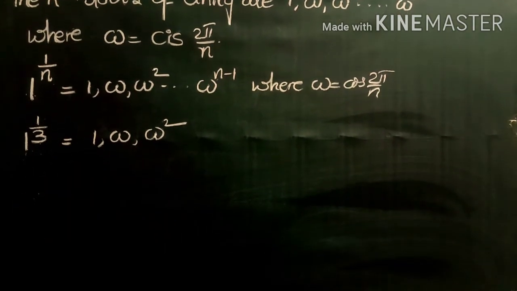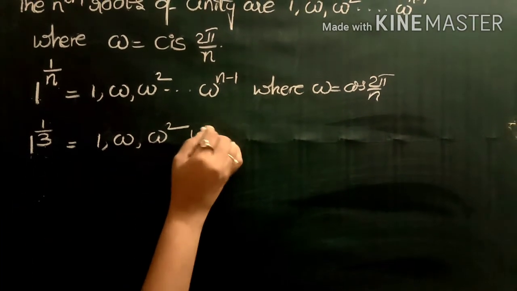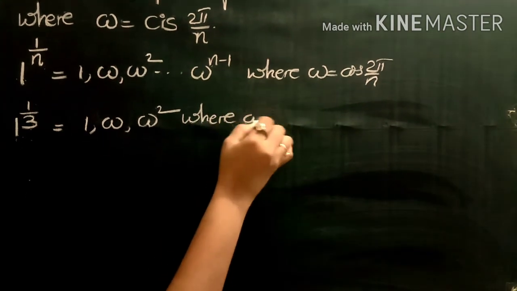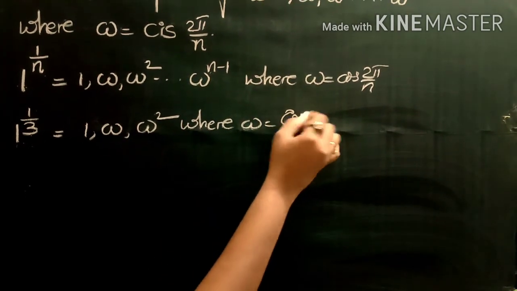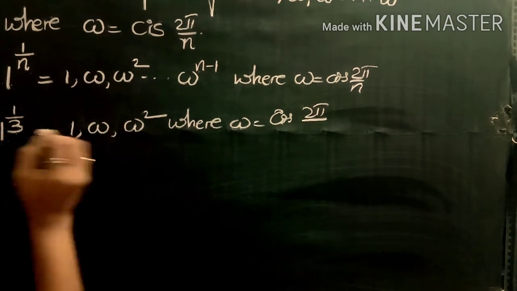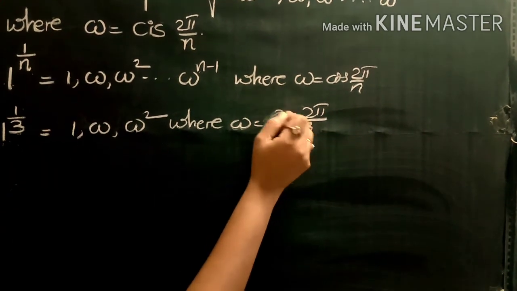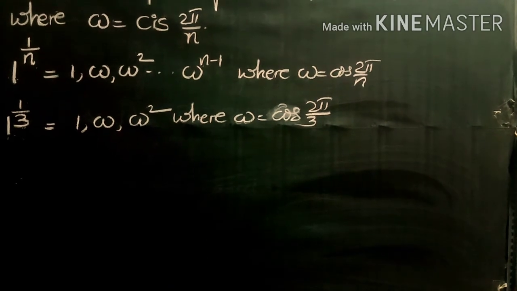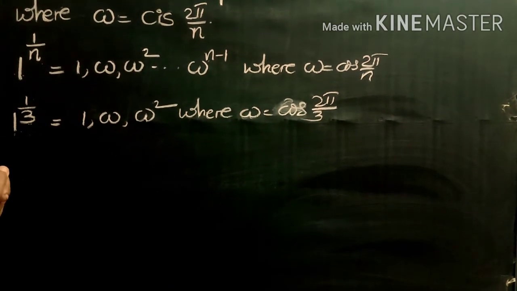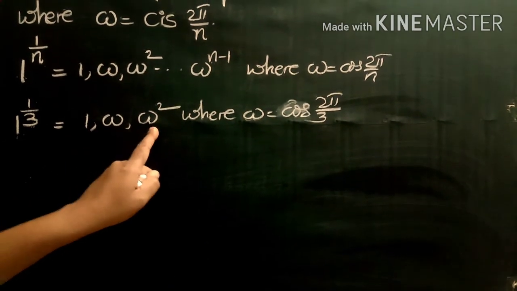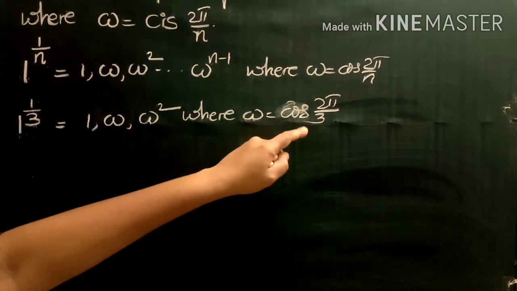These are the only cube roots of unity, where here also omega is equal to cis of 2 pi by n, but n is equal to 3 here. That is, omega is equal to cis of 2 pi by 3. So the cube roots of unity are nothing but 1, omega, omega square, where the omega value is equal to cis of 2 pi by 3.